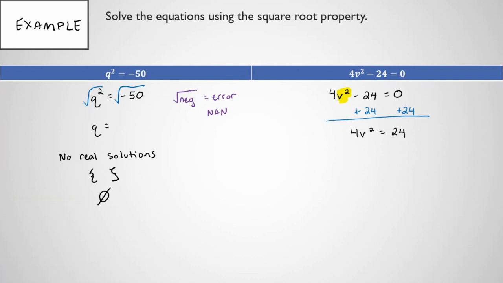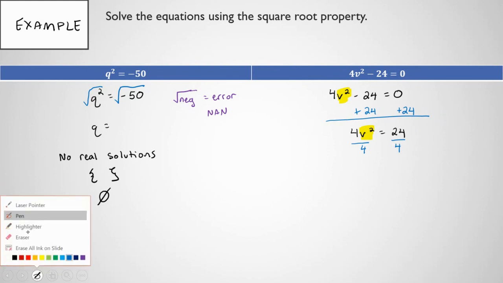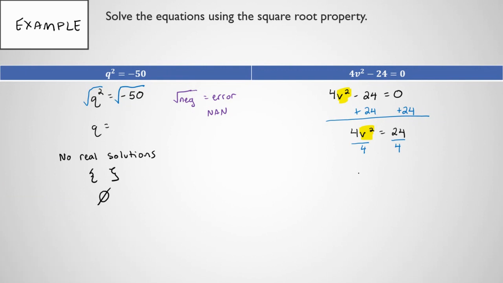So now I want that v squared. I'm trying to isolate this v squared, so I need to get rid of the 4 in front. And so we do that by dividing both sides by 4. So we're doing the same steps that we would do if we were solving for v. We're not doing anything different so far. So this gives us v squared equals 24 divided by 4, which is 6.